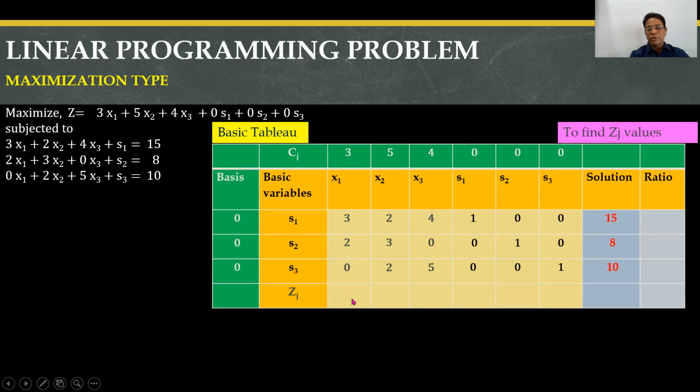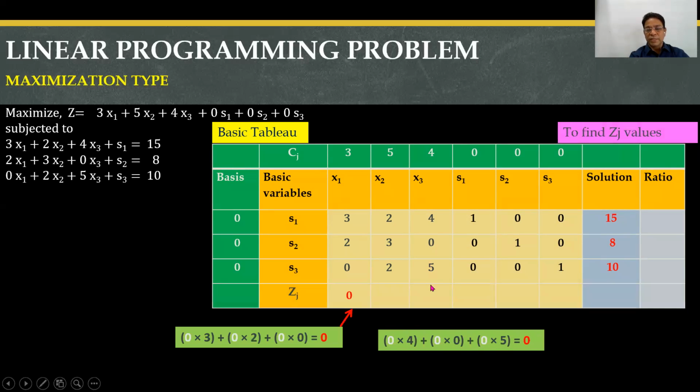Now, how is this Zj value obtained? The Zj value is obtained for each column, x1, x2, x3, s1, s2, and s3. How will we obtain it? For the first column, x1, we'll obtain it like this. This 0 into this 3, this 0 into this 3, then this 0 into this 2, 0 into 2, and this 0 into this 0. That will give us 0.